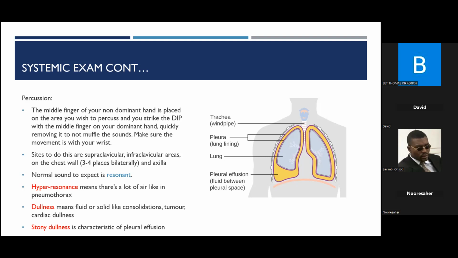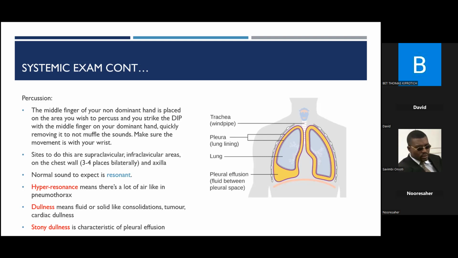So, for the percussion, sites include supraclavicular and infraclavicular areas. Normal sound is resonant. I don't know if you guys know what a resonant sound sounds like; we'll get to that one. And then there's hyperresonance, and this usually points to a pneumothorax because of excess air in that area, because sound is better audible in air.